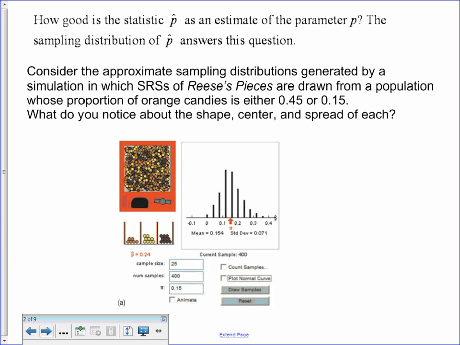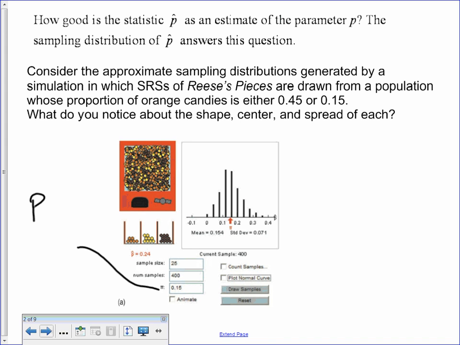So the whole idea of a sampling distribution was asking how good a statistic p hat is as an estimate of the parameter p. The sampling distribution of p hat answers this question. What we have here is a model where they generated many simple random samples of Reese's Pieces from a machine. Right here is the true proportion, the proportion of orange candies, which was 0.15. It took a sample and got a p hat of 0.24, and so it plotted it.